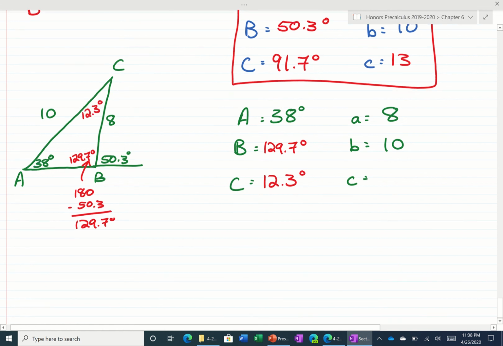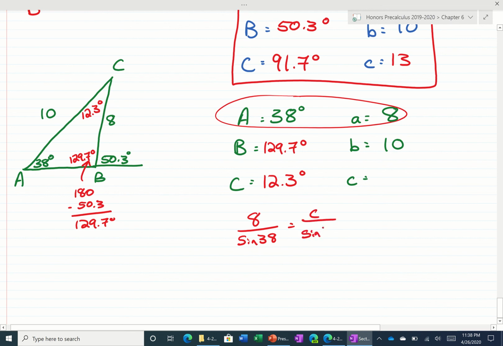And then the last thing we need is side C, so let's use two things that we were given. 8 over the sine of 38 degrees would equal side C over the sine of 12.3. And if you cross multiply and divide, you'd get that side C is equal to just 2.8.